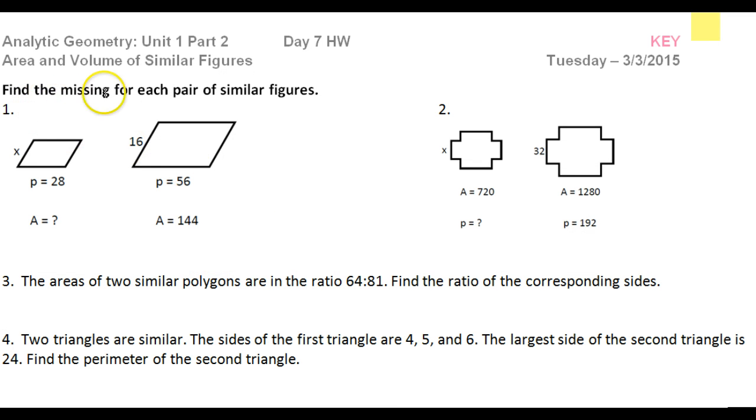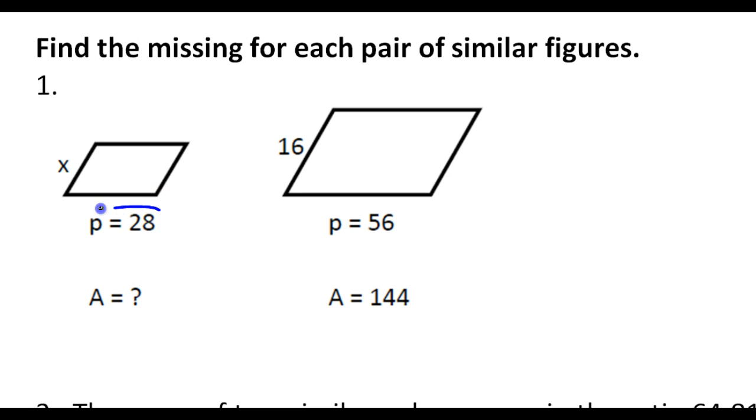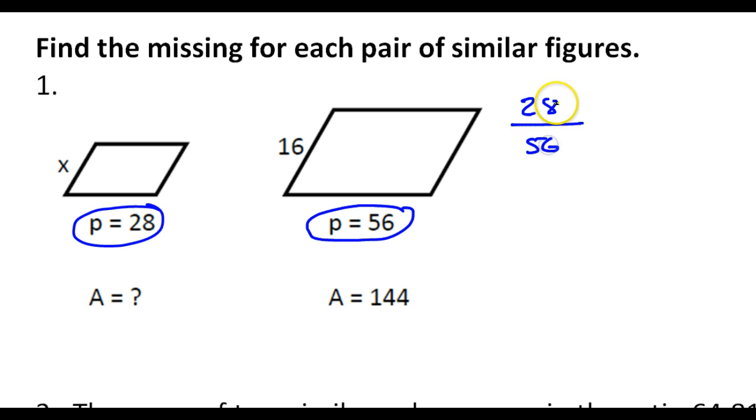So in problem number 1, find the missing variable for each pair of similar figures. What they gave me is the perimeter for both shapes. So that's going to give me the length scale factor. So what I could do is build that scale factor by doing 28/56.